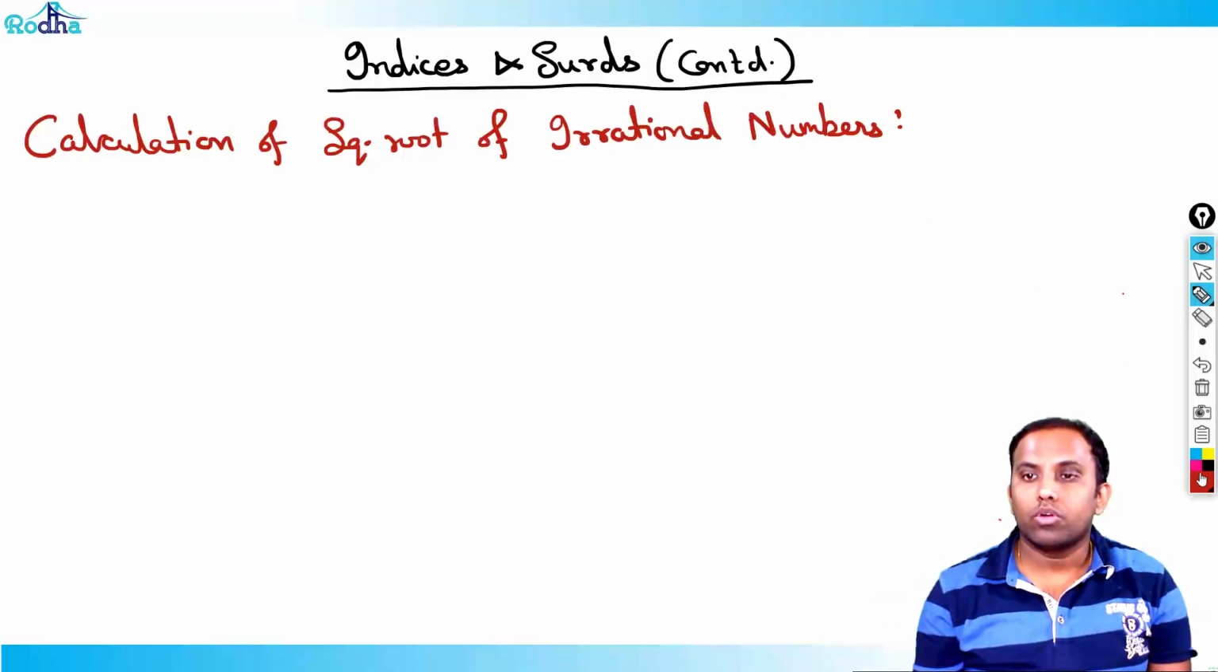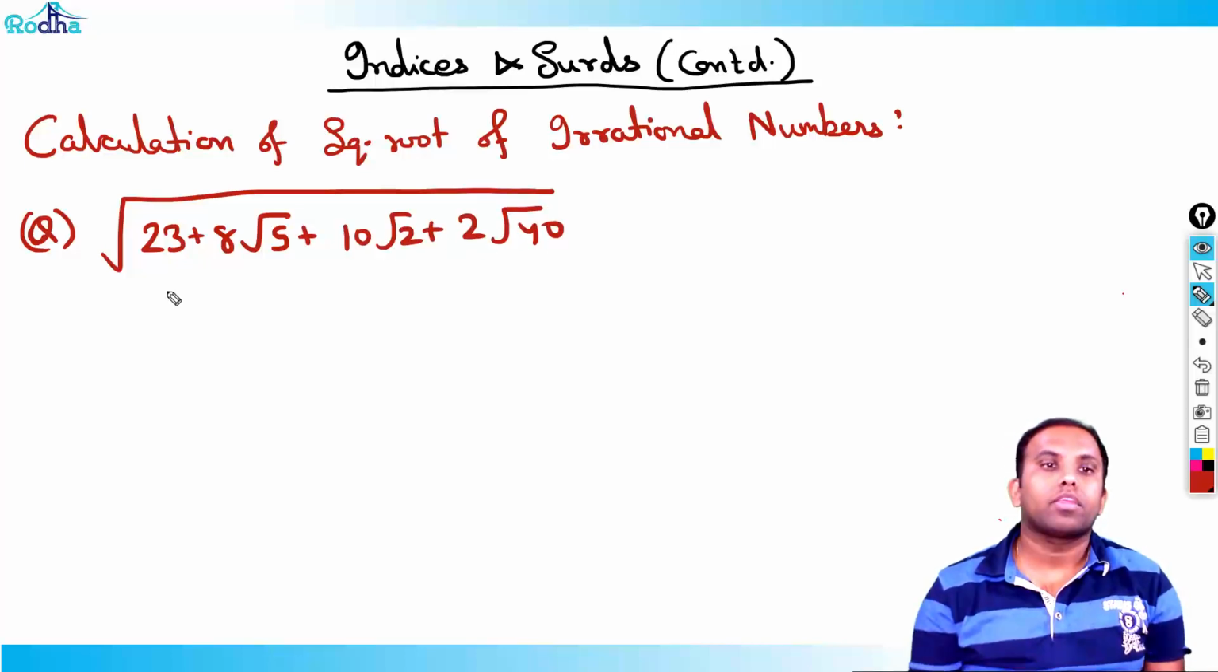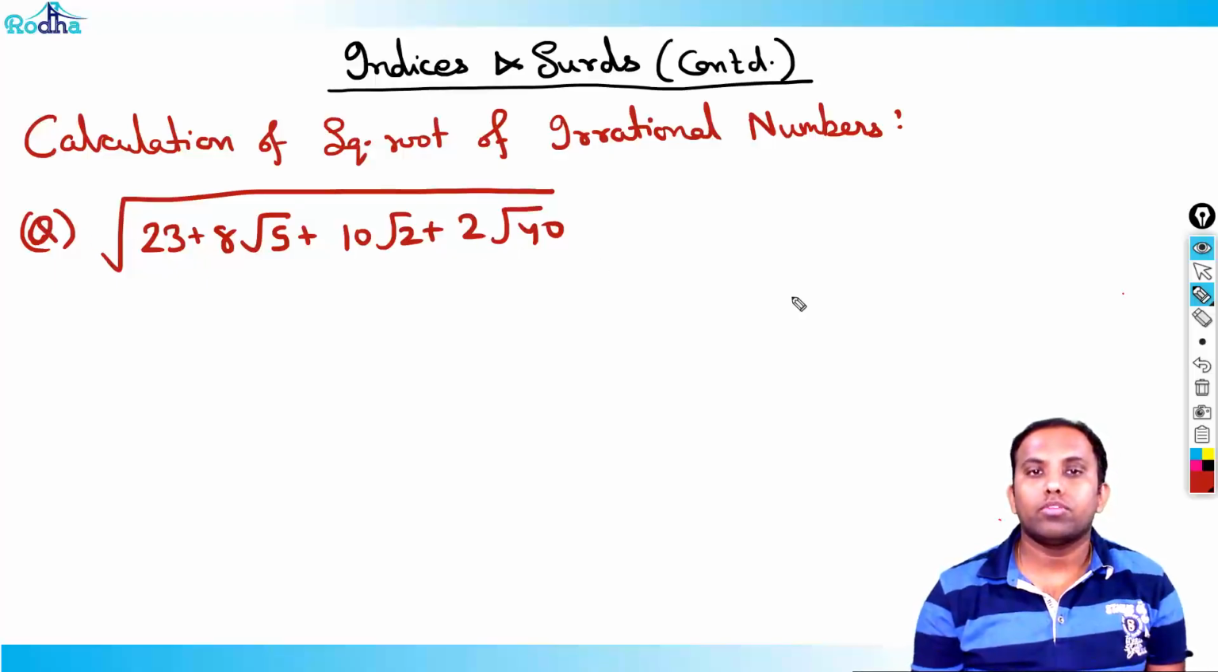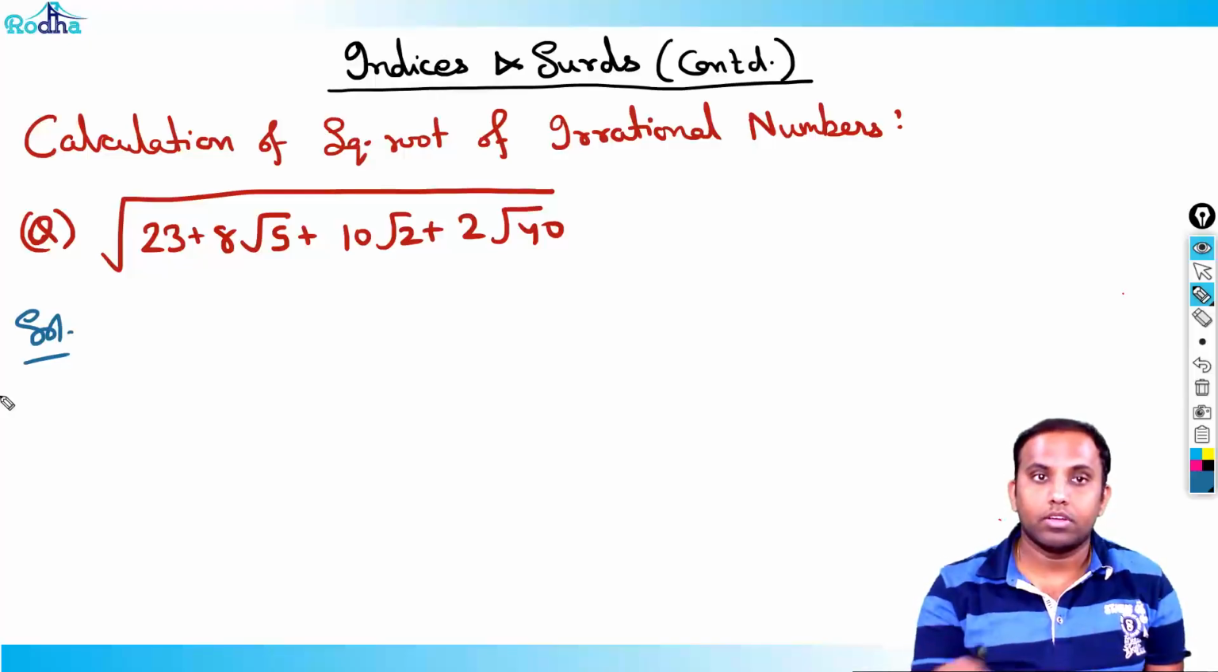Suppose the question here is the square root of 23 plus 8 root 5 plus 10 root 2 plus 2 root 40. This is the question here, calculating the square root of this term: 23 plus 8 root 5 plus 10 root 2 plus 2 root 40. So what is the square root of this irrational number or this whole term?